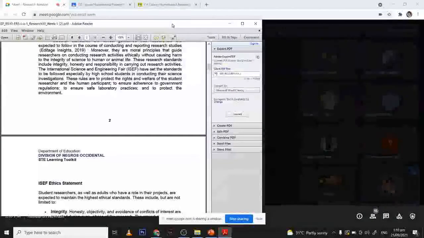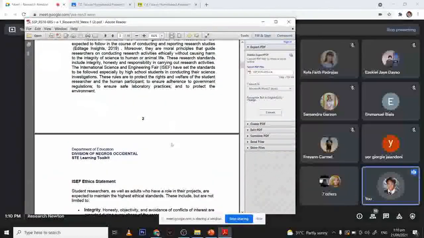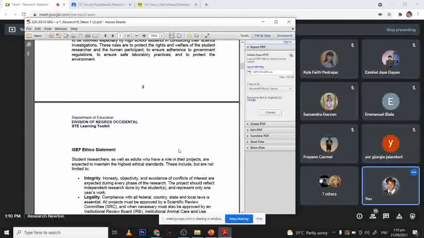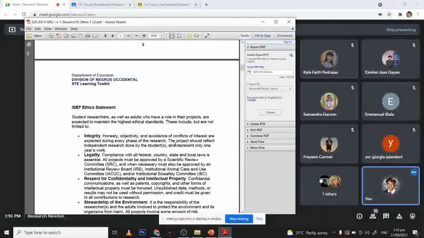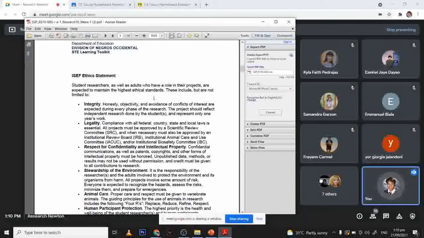So for example, we have here the 7 ethics statement. This is not only for students, but also for adults. All scientists follow these guidelines because research can be harmful. Research can cause damage to yourself, to the environment, to the animals, your subjects. So there must be some risk assessments or regulations of some sort. That's why they have this ethics statement. So you have integrity, legality, respect for confidentiality, and intellectual property.